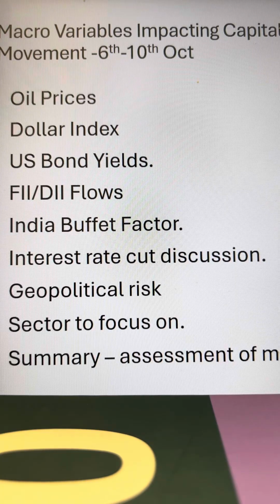So as a summary of this video, I can see the market moving slightly positive in the next week or next 10 days. The sectors I've already talked about, and most of the factors which may impact the Indian equity market, I've already discussed.